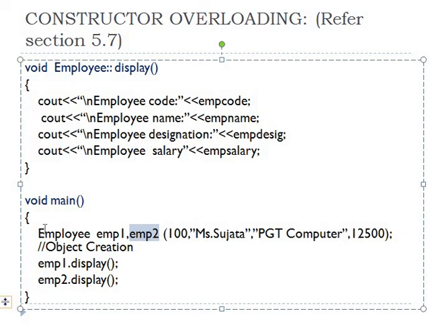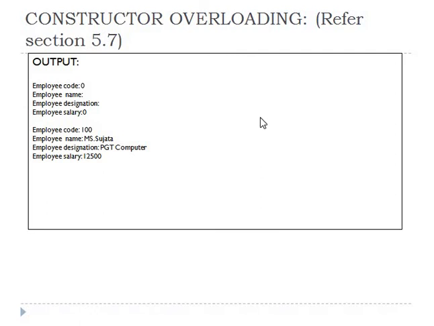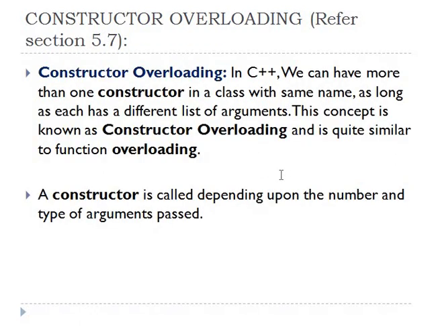Now the main function ends with a closing brace soon after executing this particular statement. So the program ends here, and this is the output that is produced. So that's everything about constructor overloading, and with this I end my presentation here.